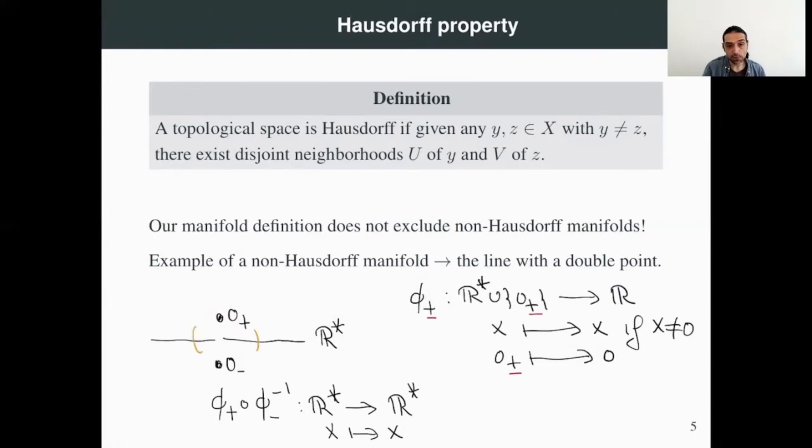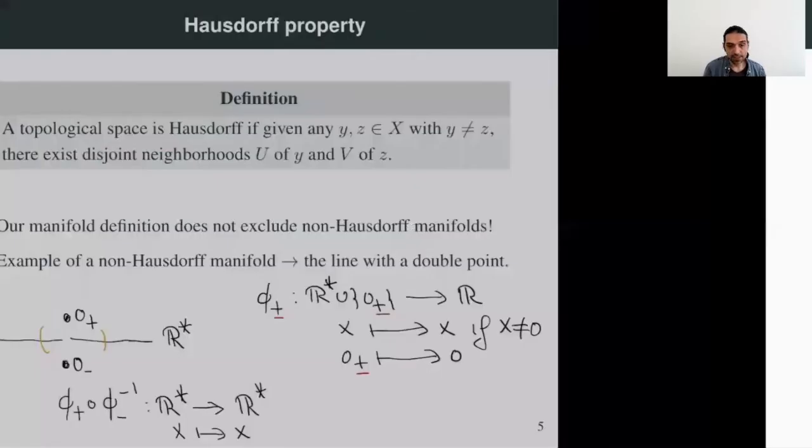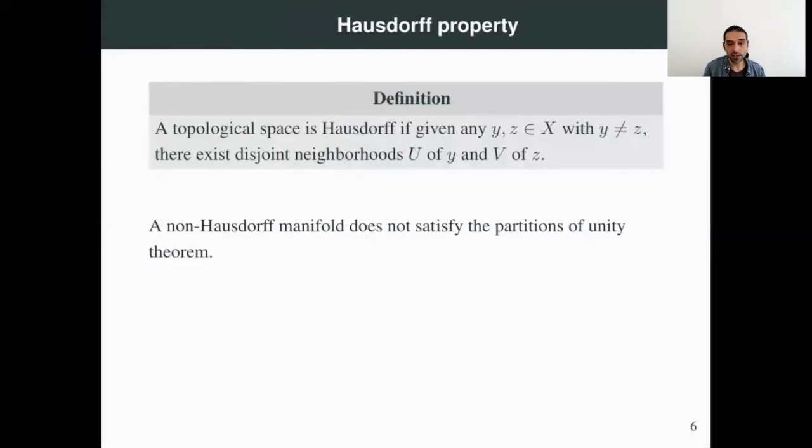It's going just to be a neighborhood of 0 in which we are replacing 0 with 0 plus. And the same thing happens with 0 minus. And so it is clear that any neighborhood of 0 plus intersects any neighborhood of 0 minus. So this manifold is not Hausdorff, right? But something that is interesting is that a non-Hausdorff manifold does not satisfy the partitions of unity theorem.